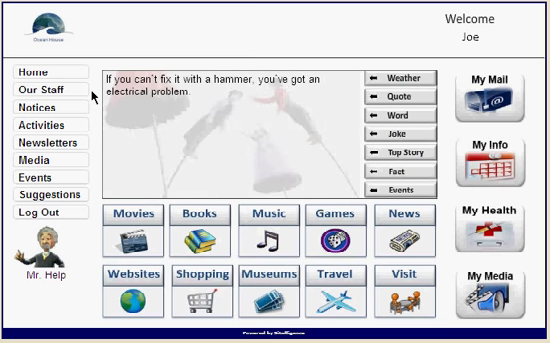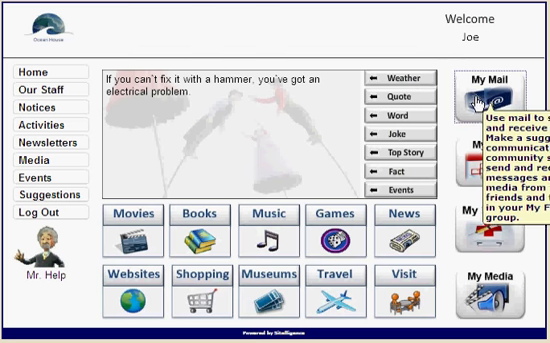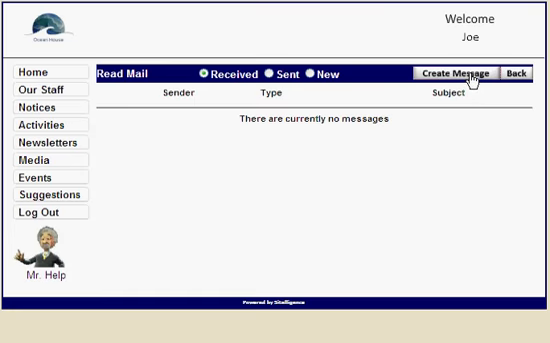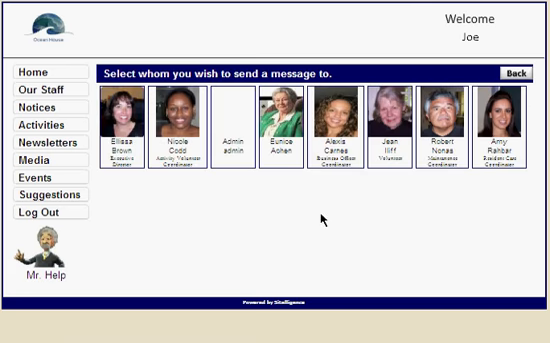Prospects can only talk with staff unless one of your residents reaches out to them. I'll show you what I mean. In their mail section, they press create message. You'll notice that these are all people who work at the community. If they want to ask a volunteer a question, if they want to ask a maintenance coordinator a question, resident care coordinator the question, if they want to talk to one of your staff members, they can do so.